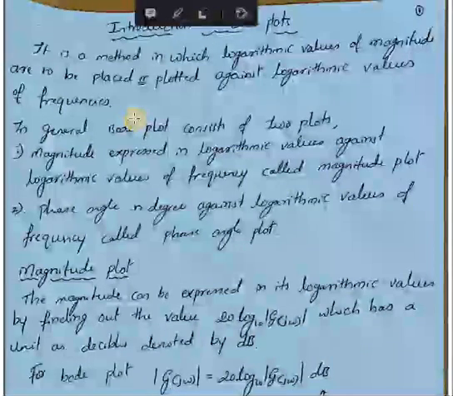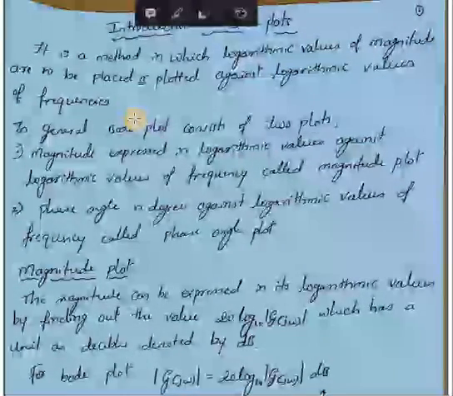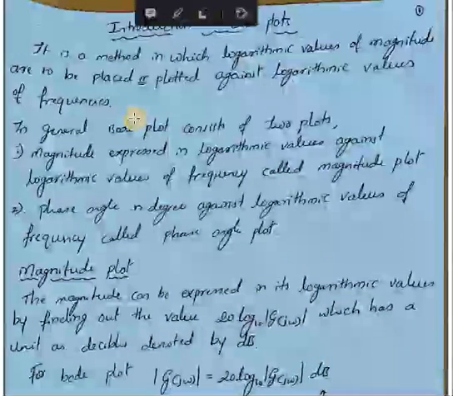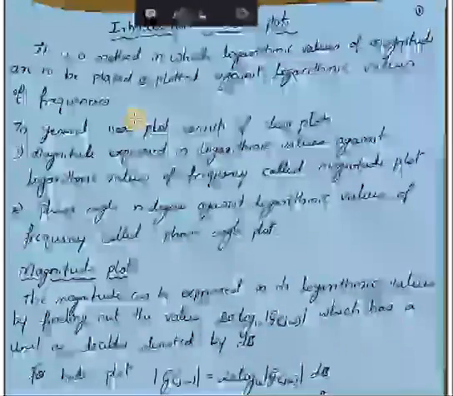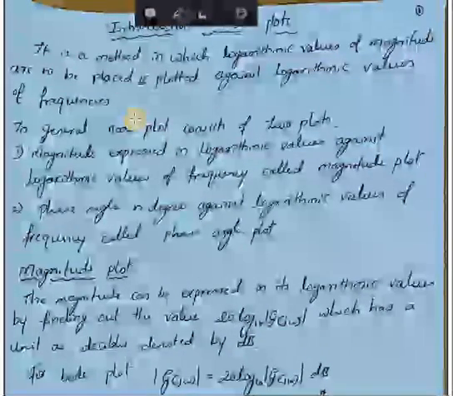So in general, a Bode plot consists of two parts. One is magnitude expressed in logarithmic values against the logarithmic value of the frequency, called the magnitude plot, and similarly the phase angle in degrees against the logarithmic values of the frequency, called the phase angle plot. So in the definition of both the magnitude plot and the phase angle plot, the x-axis is the same, that is, the logarithmic value of the frequency only.